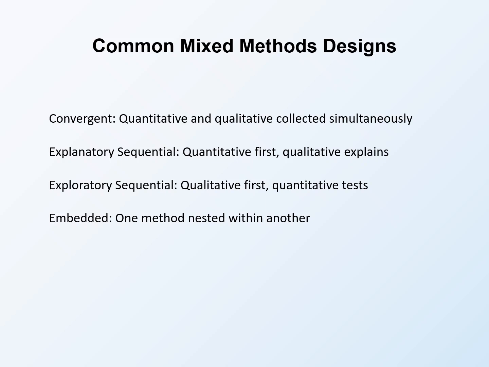Exploratory sequential design conducts qualitative first, then uses quantitative to test. Start with focus groups to identify themes. Develop survey based on themes. Test generalizability of qualitative findings. Embedded design nests one method within another. A primarily quantitative study might include a qualitative component, or vice versa.